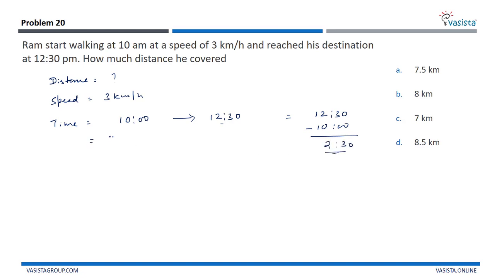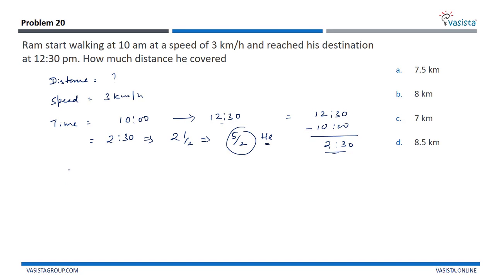Time is equal to 2 hours 30 minutes, which is nothing but 2.5 hours. If you simplify, 2 2s are 4, 4 plus 1 is 5, so 5 by 2 hours.